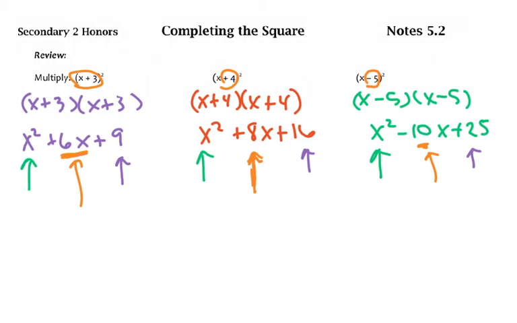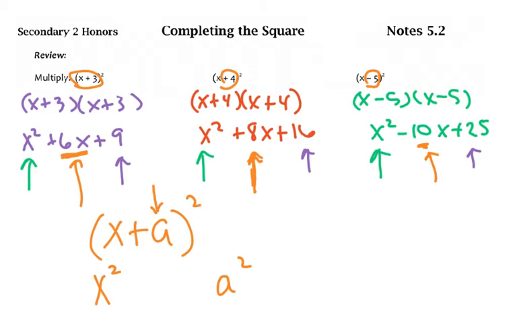If you notice the pattern here, if you have x plus a quantity squared, you're going to take the x squared and you're going to take the a squared. To get the middle term, you're going to take this number and multiply it by 2, and then multiply it by x. So that's what we have. We have 3 times 2 and then times x. That's what is in that middle term. Here we have 4 times 2 and then times x. Here we have negative 5 times 2 times x. And so that's something that always happens.